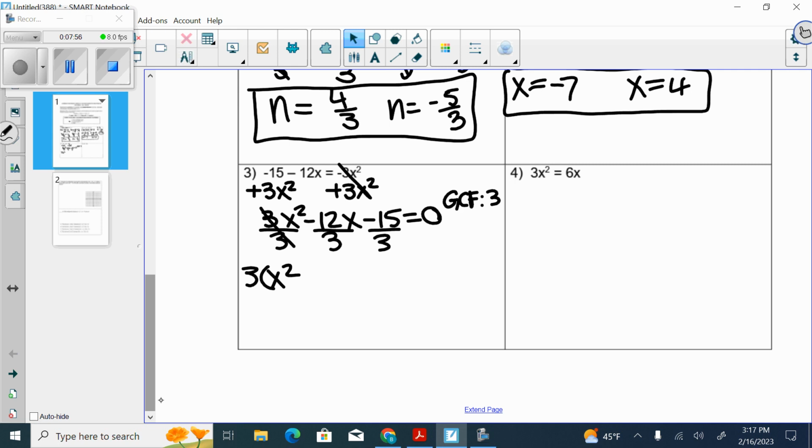All right, what's negative 12 divided by 3? Good. So I have negative 4x. And what's negative 15 divided by 3? Very good. All equals 0. All right, so now that we've taken out the GCF, what's our sum? Very good. And our product is negative 5. Good.